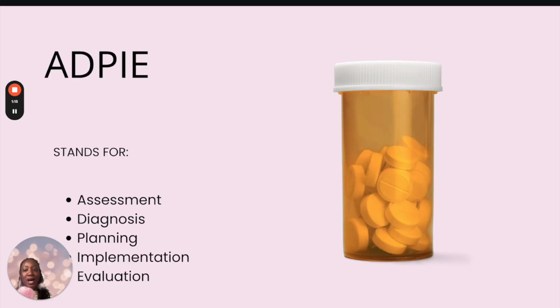What does ADPI stand for? ADPI stands for assessment, diagnosis, planning, implementation, which I also like to say aka intervention, and evaluation, which is whether you have met the goals that you set for this individual patient.